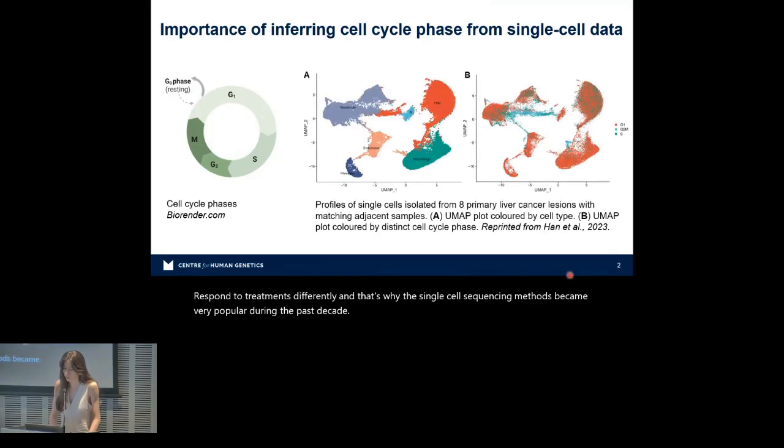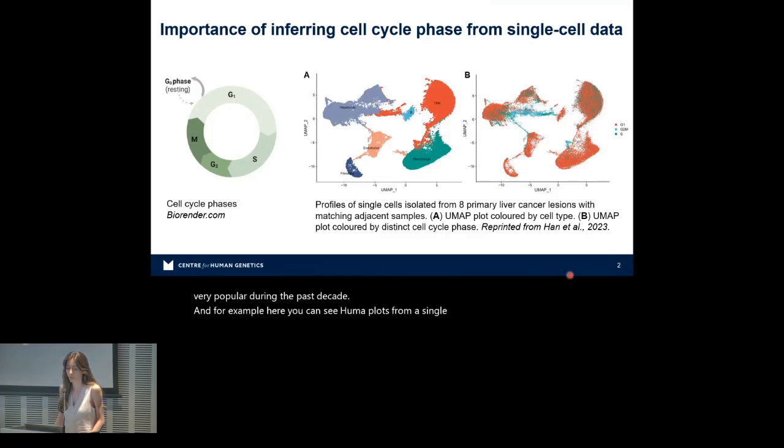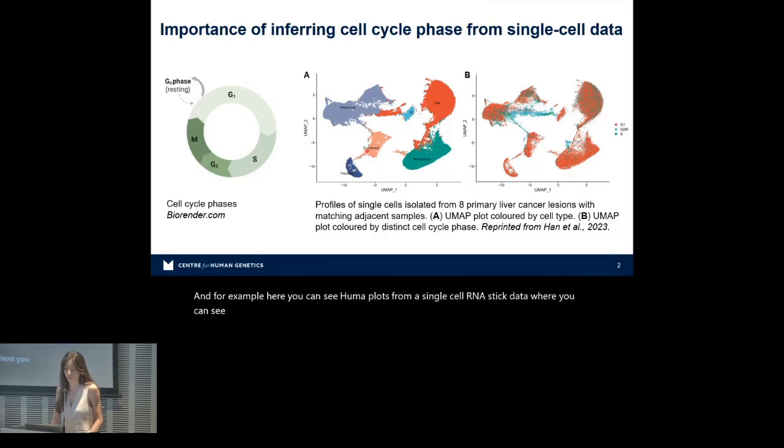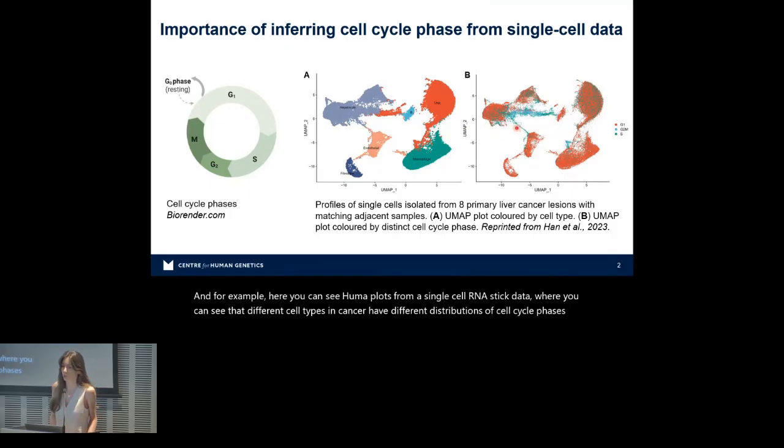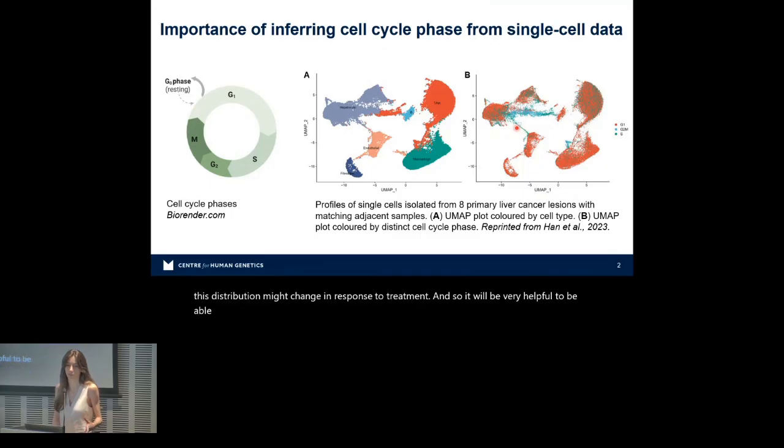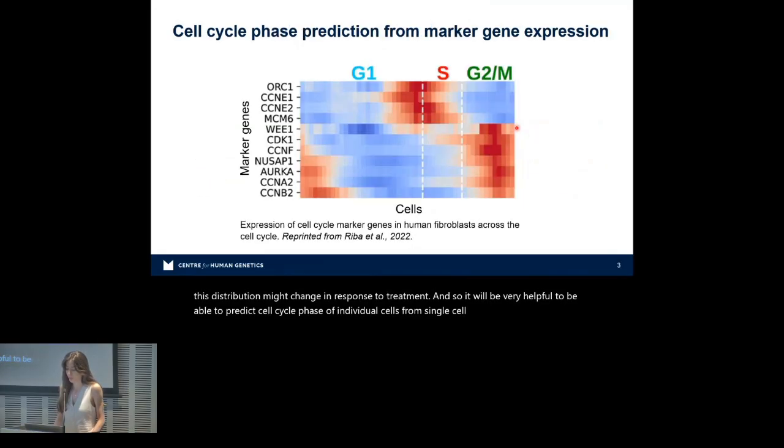And for example, here you can see UMAP plots from a single-cell RNA-seq data, where you can see that different cell types in cancer have different distributions of cell cycle phases. And this distribution might change in response to treatment. And so it will be very helpful to be able to predict cell cycle phase of individual cells from single-cell data. So the existing tools for cell cycle phase prediction mainly use marker gene expression.